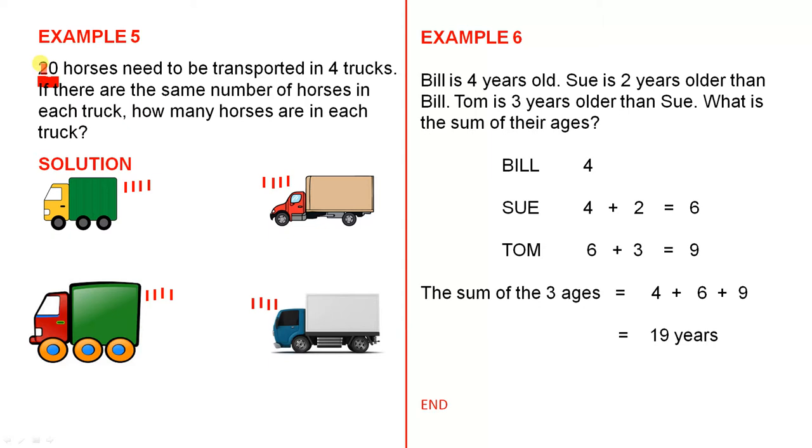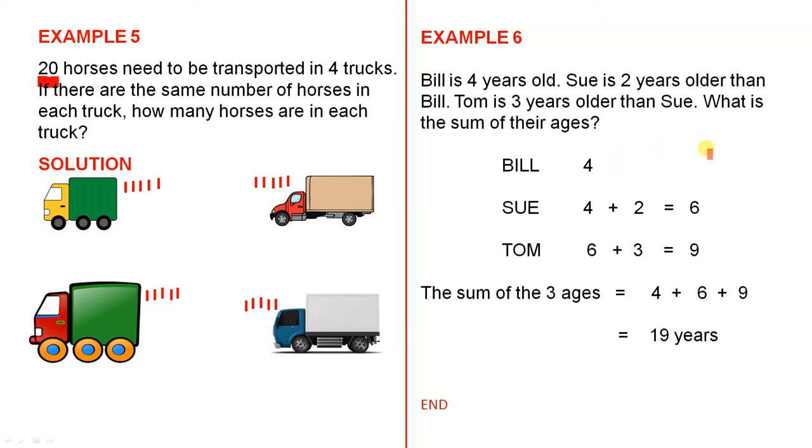So we still haven't got 20. We put another horse in each truck. And look what we have. 5, 10, 15, 20. So we have a total of 20 horses. And there are 5 in each truck. So that's a good way of doing it logically. Just take your time and the answer comes out naturally.